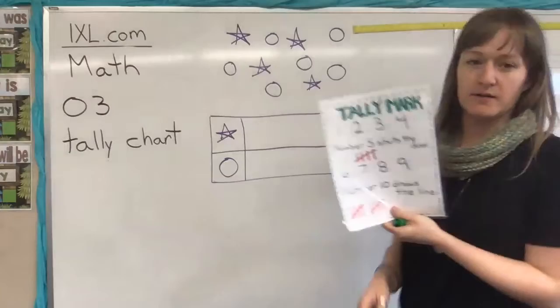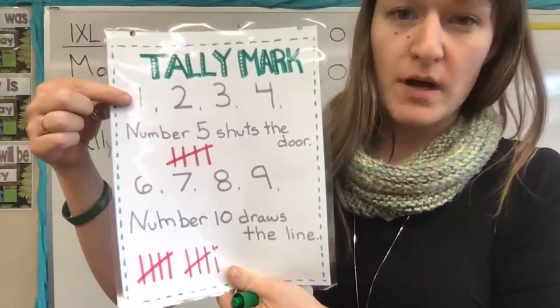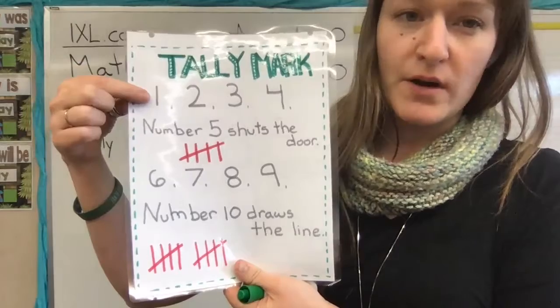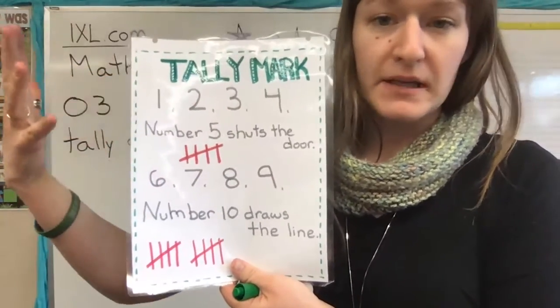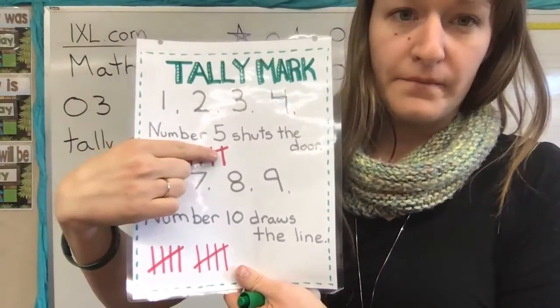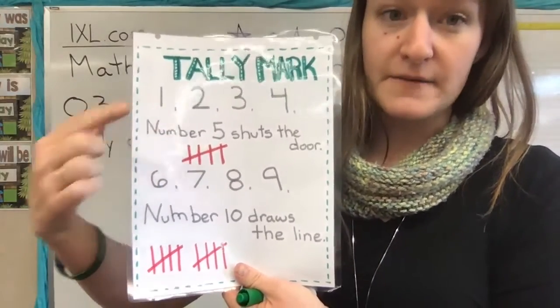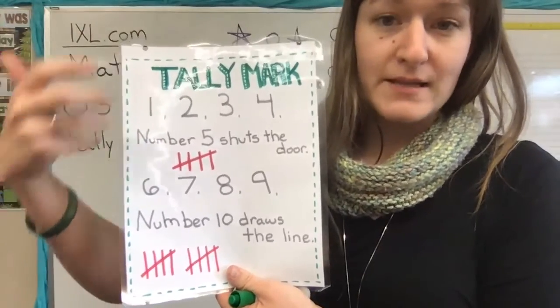First, what does a tally mark look like? So a tally mark, when you're doing numbers 1, 2, 3, or 4, when you want your tally mark to represent one of these numbers, it's simply a line. 1, 2, 3, 4. Looks like base 10 blocks, but the difference here is that you get to cross the 4 when we get to 5.